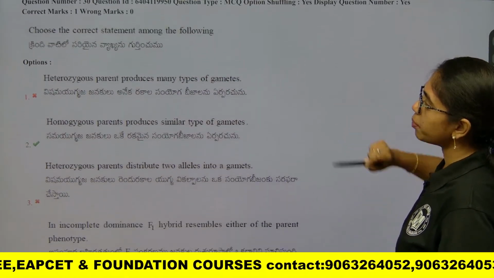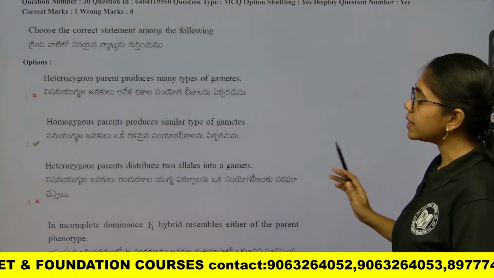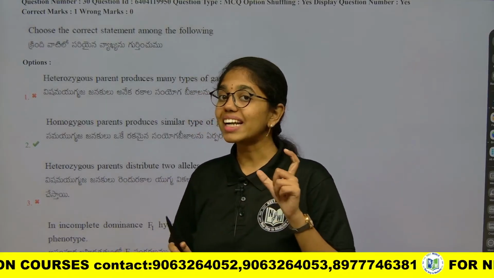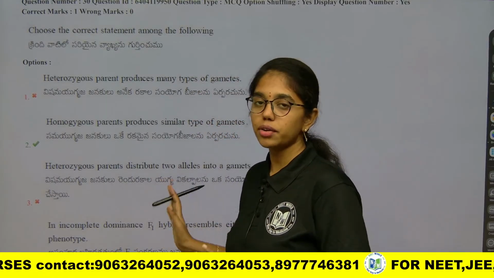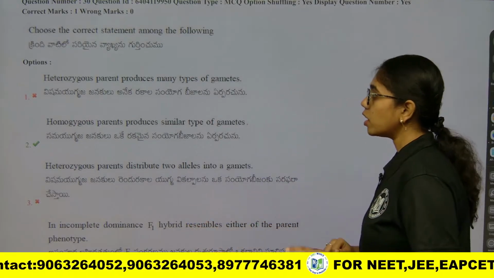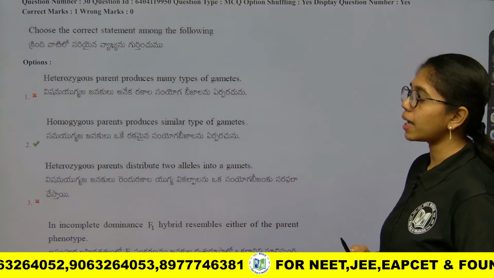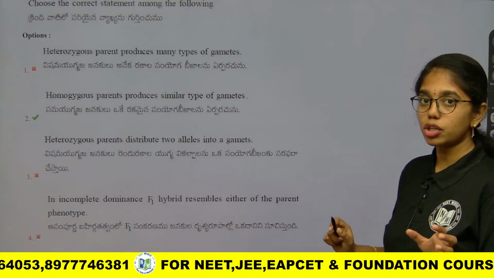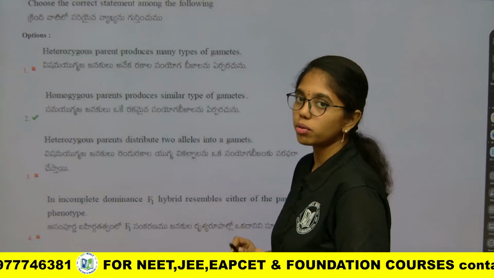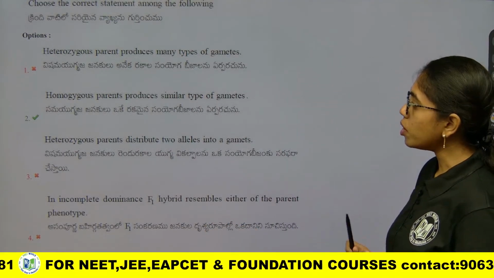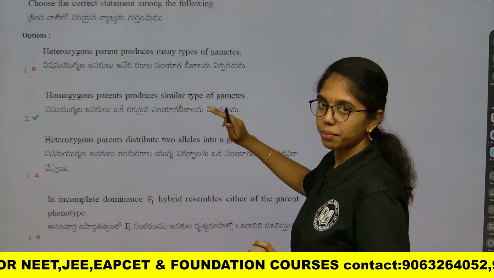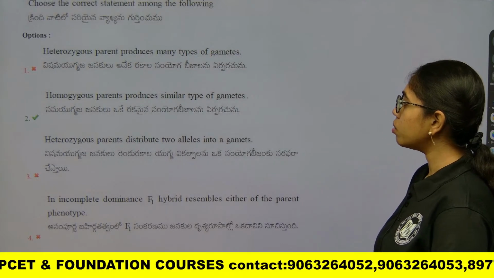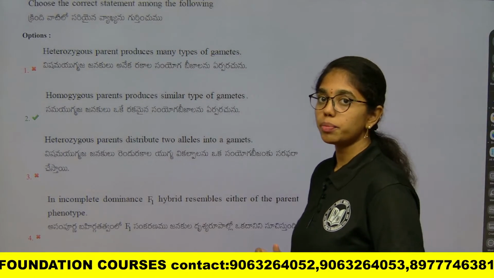Choose the correct statement among the following. This is from genetics, defining the terms homozygous and heterozygous. If you are clear with homozygous and heterozygous, then you can easily answer this question. Heterozygous parent produces many types of gametes. That is wrong. Heterozygous parent will produce only two types of gametes. Homozygous parent will produce similar type of gametes. That is true. Heterozygous parent distributes two alleles to gametes. No, parents will not distribute the gametes.